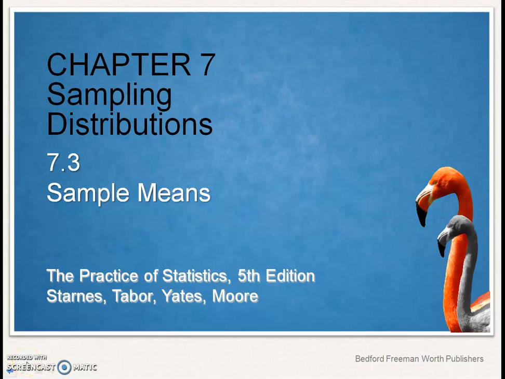Chapter 7, Probability Statistics, the third section, Sample Means. In the first section we talked in general about the population distribution, the samples, simple random samples, and the sampling distribution of sample proportions or means. 7.2 was the sampling distribution of sample proportions, and this one is going to be talking about the sampling distribution of sample means.